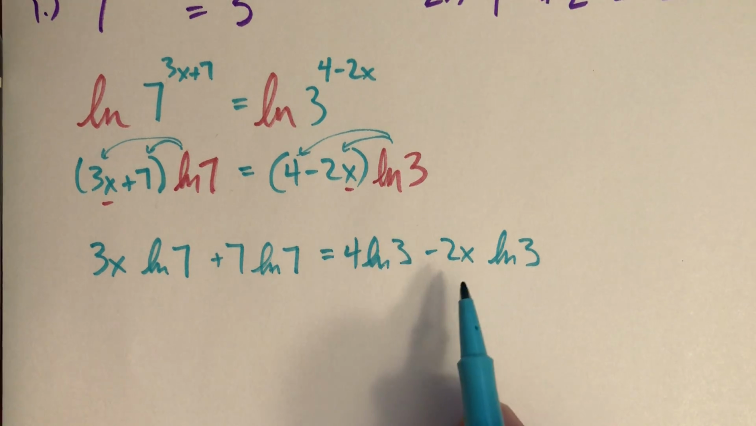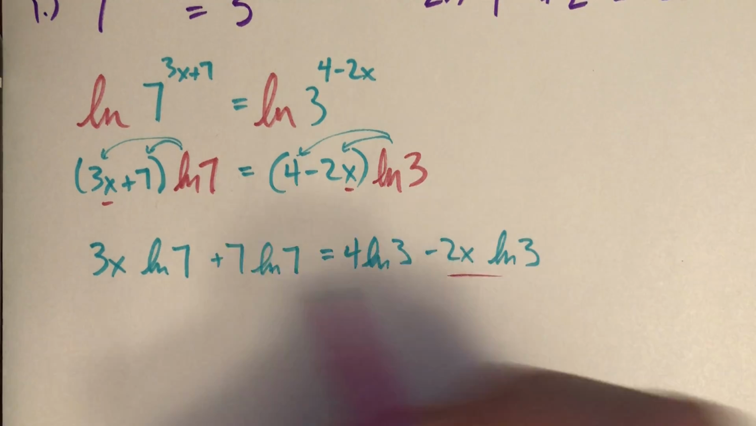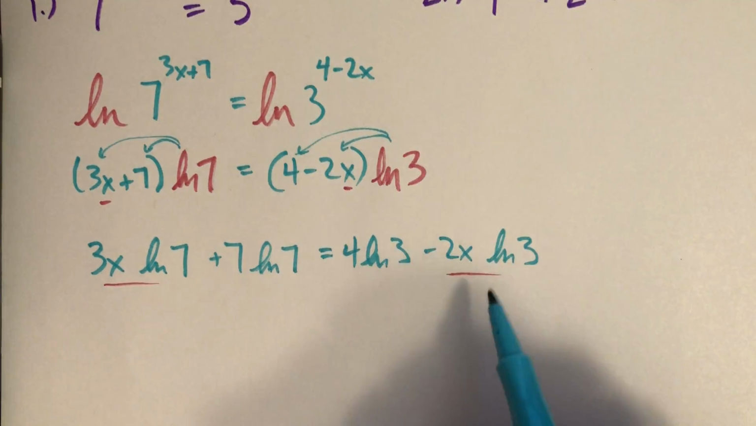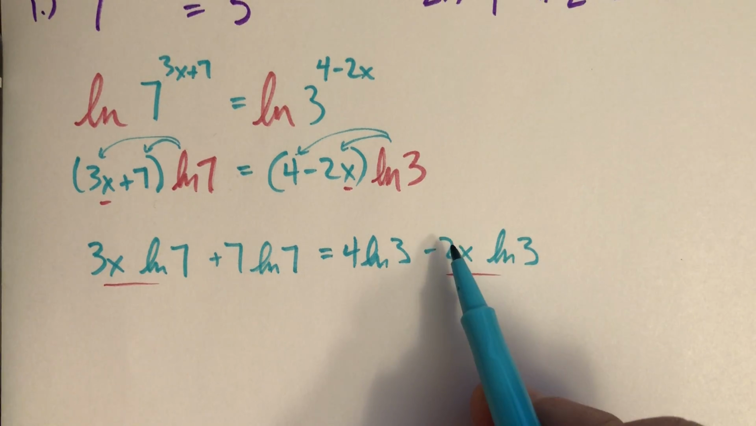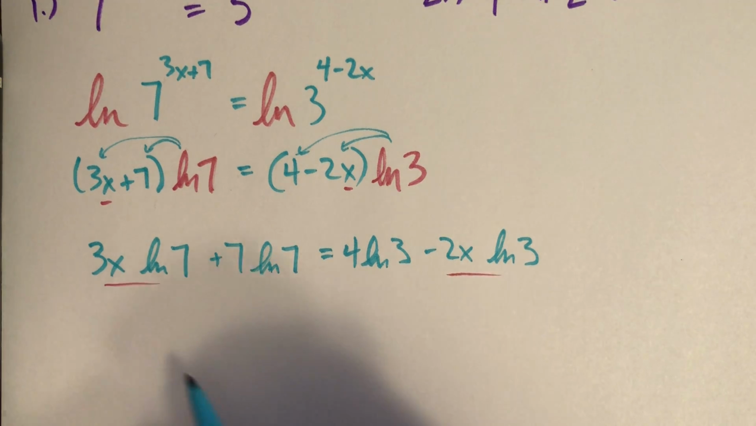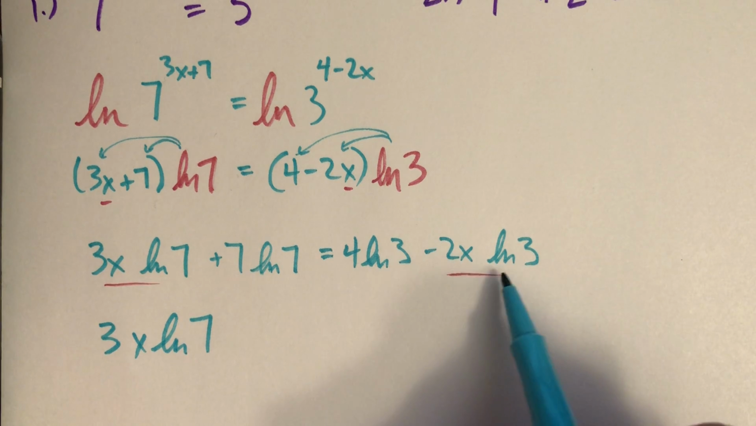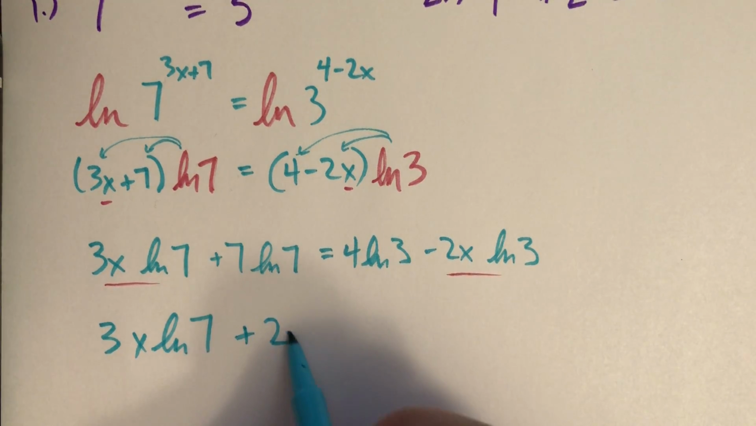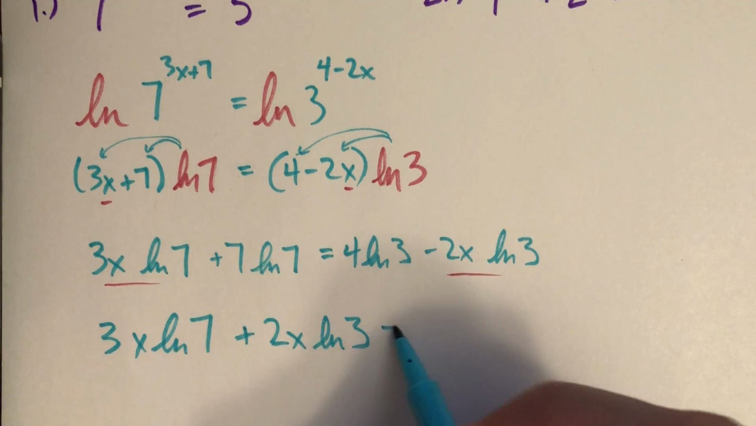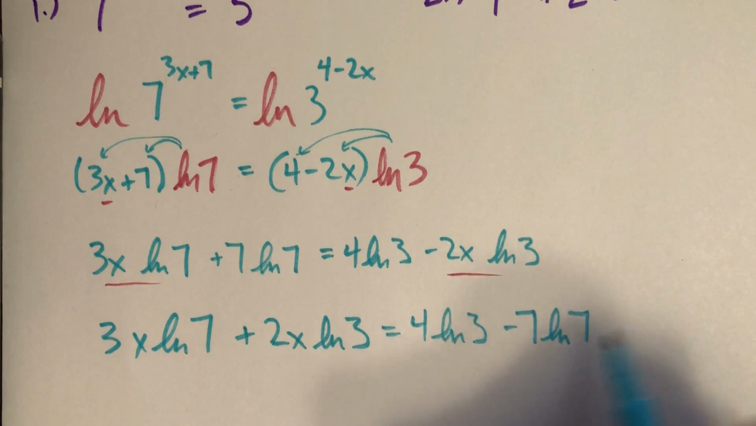Okay, so now we want to get these x terms together. I want to get this term together with this term. So we can add this one to both sides, and we can subtract this one from both sides. And then we're going to have the x terms together on the left. So we've got 3x natural log 7. That didn't go anywhere. We can add that to both sides, and then we can subtract this from both sides. So we've got equal 4 natural log 3 minus 7 natural log 7.